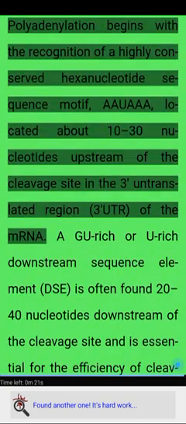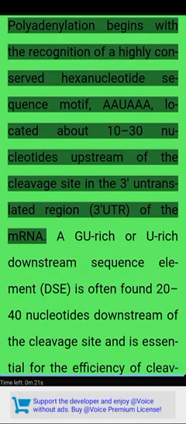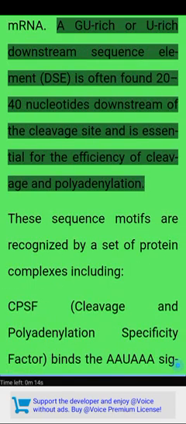Signal for polyadenylation. Polyadenylation begins with the recognition of a highly conserved hexanucleotide sequence motif, AAUAAA, located about 10 to 30 nucleotides upstream of the cleavage site in the 3' untranslated region, 3' UTR, of the mRNA. A GU-rich or U-rich downstream sequence element, DSE, is often found 20 to 40 nucleotides downstream of the cleavage site and is essential for the efficiency of cleavage and polyadenylation.